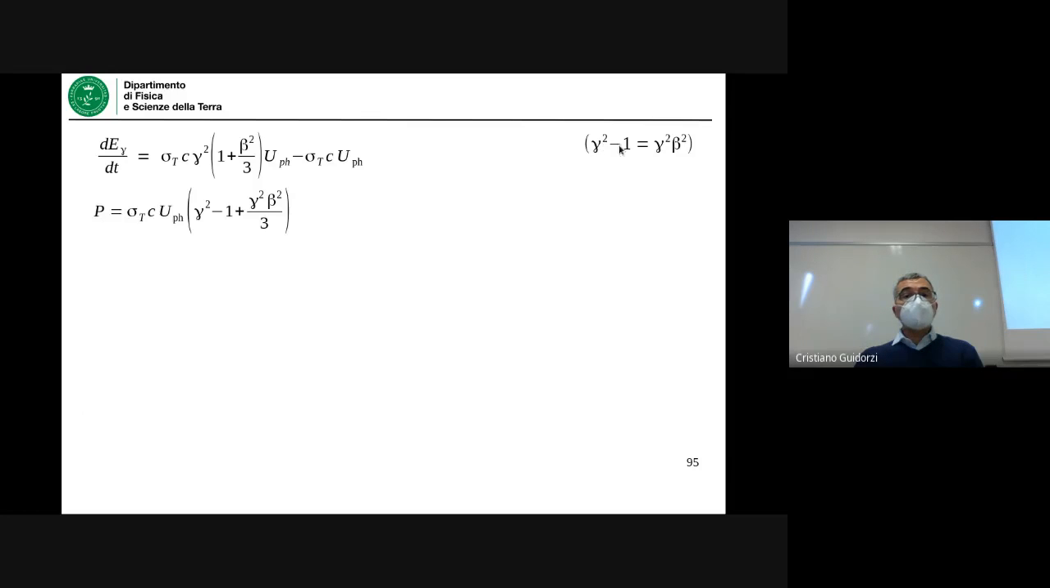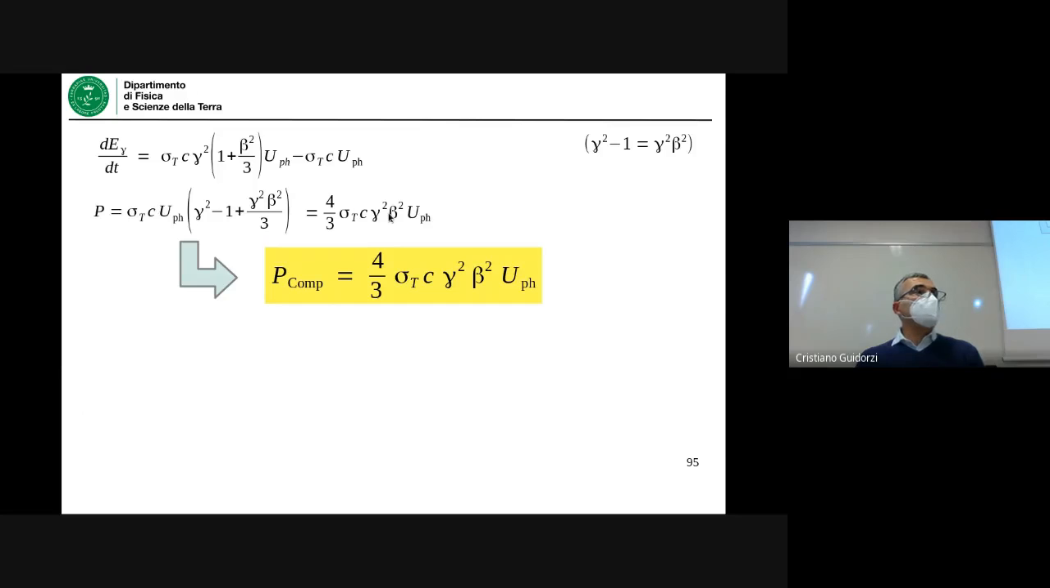Gamma square minus 1, you can also write it as gamma square beta square. I invite you to make sure that this is indeed the case. So if you exploit this, you see that you have here gamma square minus 1, so this is just gamma square beta square. So gamma square beta square plus gamma square beta square over 3 is just 4/3. And that's indeed 4/3, all the remaining. So sigma Thomson, c, u photons, gamma square beta square. And indeed, that's the result we were aiming at.